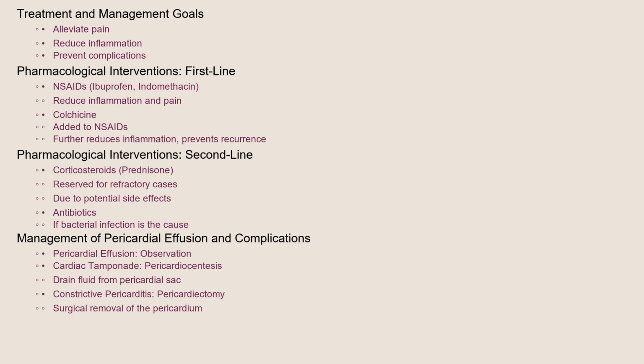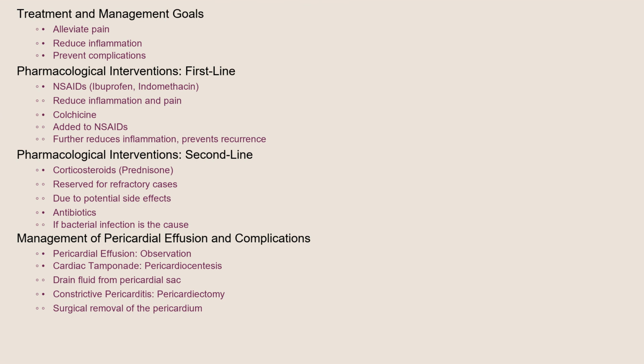The primary goals of treatment and management are to alleviate pain, reduce inflammation, and prevent complications. Nonsteroidal anti-inflammatory drugs, or NSAIDs, such as ibuprofen or indomethacin, are often the first-line treatment to reduce inflammation and pain. Colchicine, an anti-inflammatory medication, is frequently added to NSAIDs to further reduce inflammation and prevent recurrent episodes.